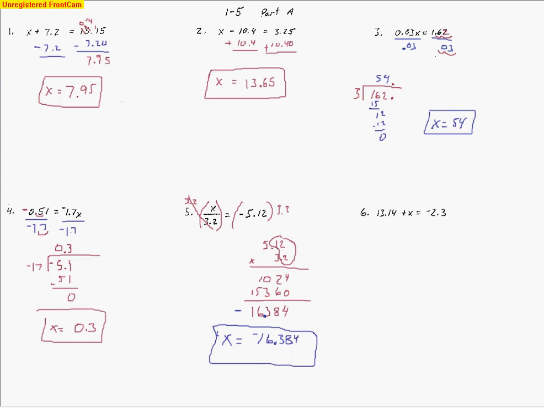Looking at our last one here, we have a problem in which we need to move this 13 1400ths over to the other side. Notice that it's positive, so I need to subtract it from both sides. When I subtract, the numbers are opposite in sign, but they're the same sign, meaning that we're adding. It means add.